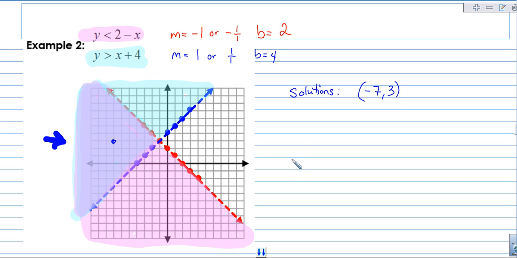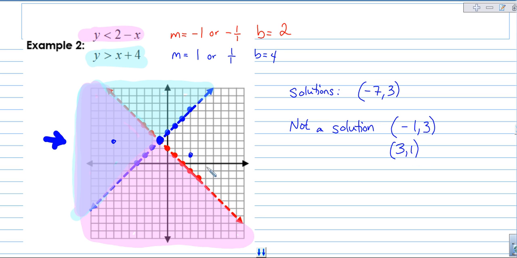Okay, this point right here where they intersect at -1, 3, this is not a solution. Yes, it is on both lines, but since they're both dotted, even if one of them was dotted, if you're on a dotted line, it is not a solution. Okay, other examples of not a solution would be right here at 3, 1.